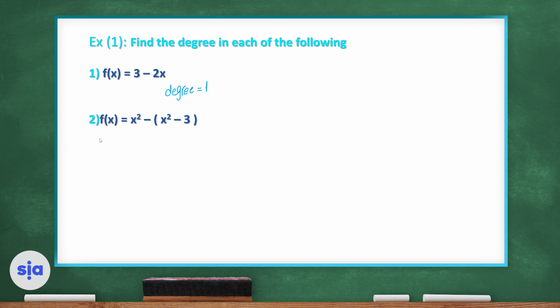For question 2, f of x equals x squared minus x squared minus 3. In here, don't say that this is the second degree, because you have to write it in the simplest form first. So x squared minus x squared plus 3. If you simplify it more, x squared minus x squared is 0, so this is equal to 3. Now there is no variable, so this is a constant function. The constant function has a 0 degree.